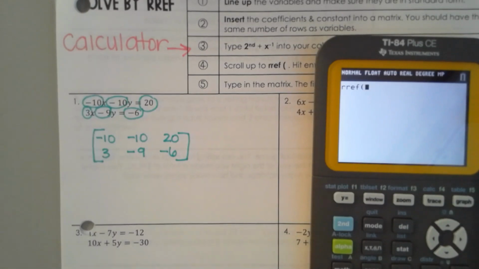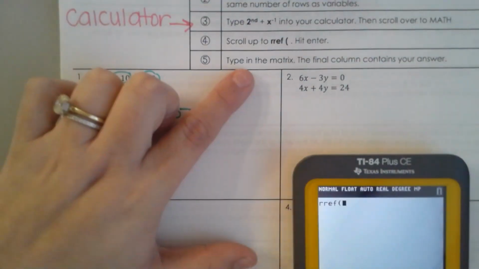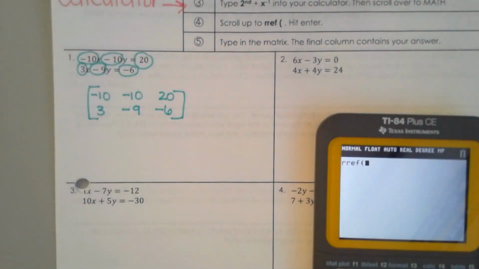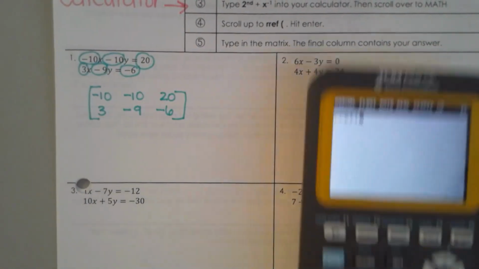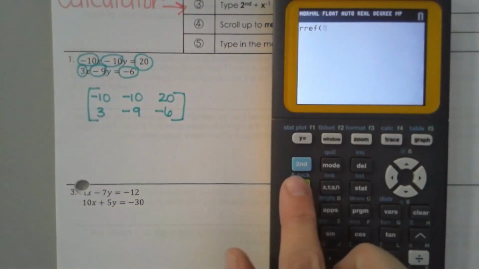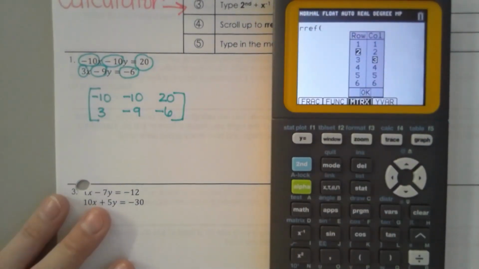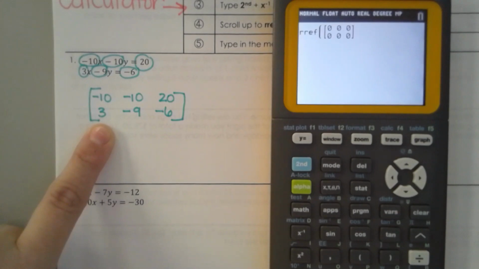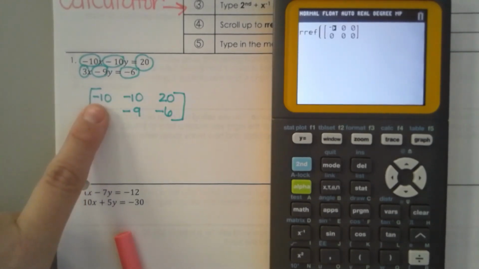And then we hit enter, and it should take you to the main screen, and it should say RREF. And then step 5 says to type in the matrix. Do you all remember what buttons to push to get to a matrix? Alpha, zoom. It's a 2 by 3 matrix. And then we type in the numbers.